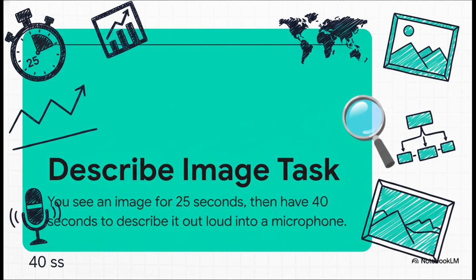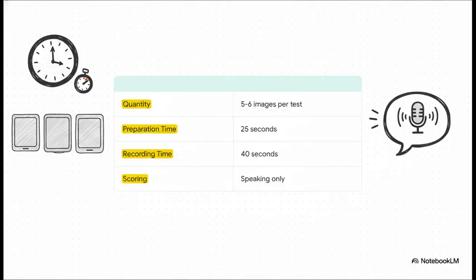You'll get just 25 seconds to look at it and figure out what you're going to say. Then you'll hear a beep, the microphone opens, and you have exactly 40 seconds to describe what you see. Here's a quick look at the numbers. You can expect about 5 or 6 of these image tasks in your test. And remember those times? 25 seconds to get ready, 40 seconds to talk.